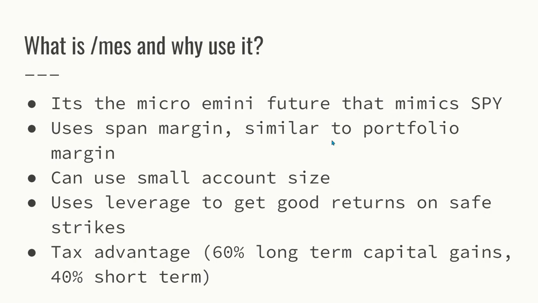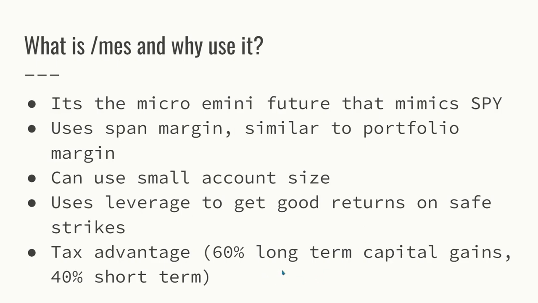Now use a span margin, which is similar to portfolio margin. If you do portfolio margin on SPY, you do need at least $100,000 to do that. But with these futures, you could actually do this with as little as $2,000, I think, in order for your brokers to approve it. So you could use very small account sizes. It does use leverage to get good returns. And as you'll see, the strikes are relatively safe. And there is some tax advantages here.